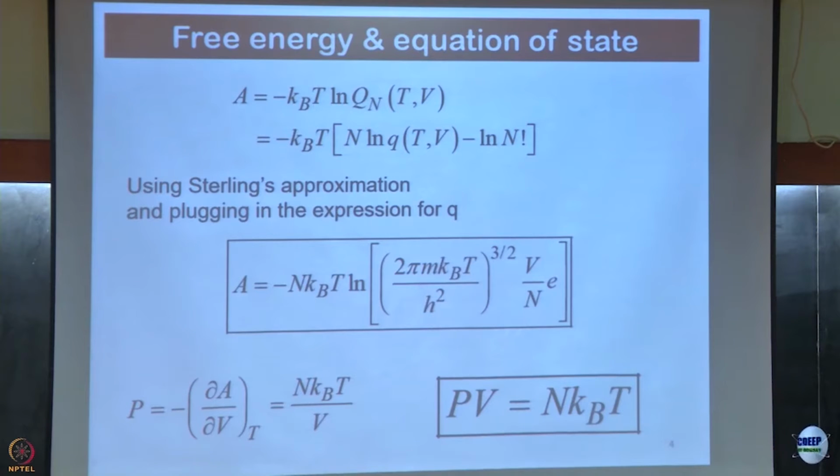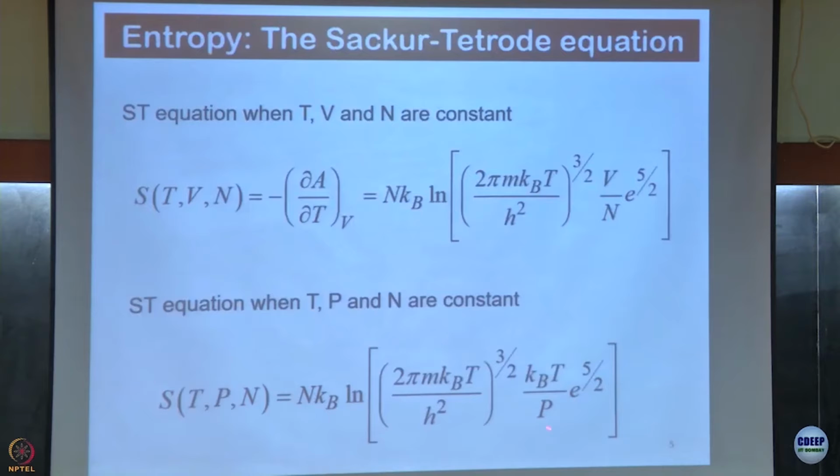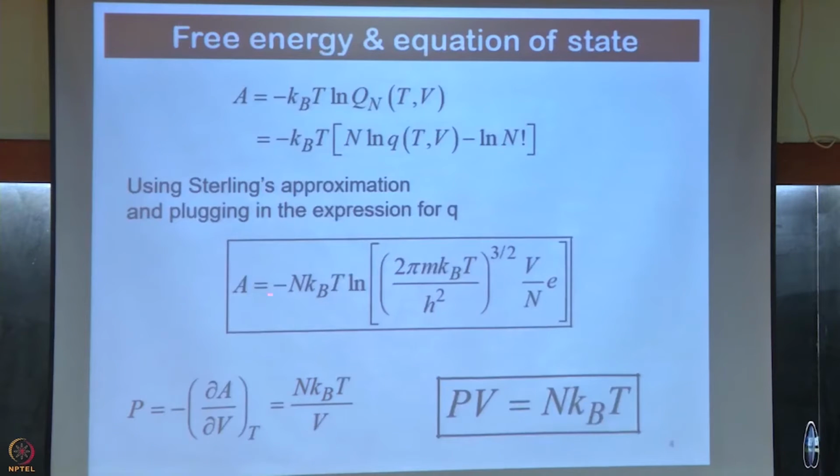So V by N is equal to k_B T by P. This is the one that is used, because most of the time we are working with the NPT ensemble. In that case, this is the circulatory equation. Please ask me if there is any confusion in deriving this equation. Everything clear?